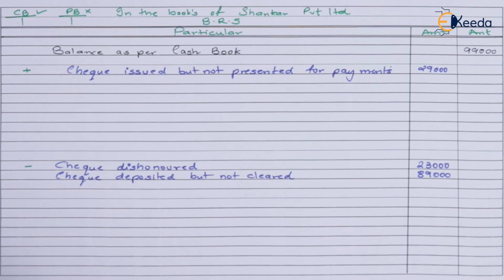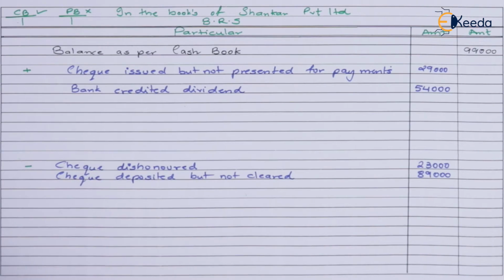Now, the next effect will be in the cash book. Here it is supposed to be added because this is a dividend that is getting collected. That means it is an income for us. So hence it is supposed to be added. The cash book is correct, hence you will add this much amount. So let's mention it on the addition side.